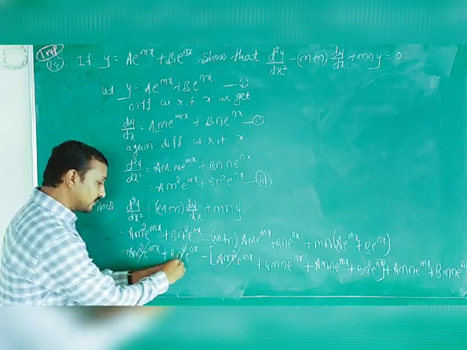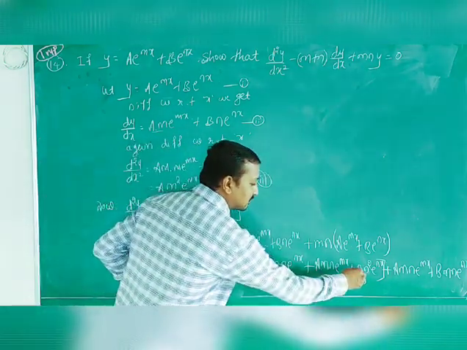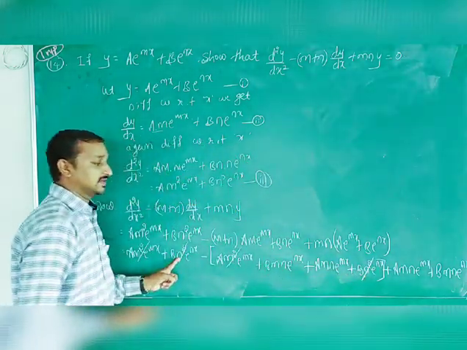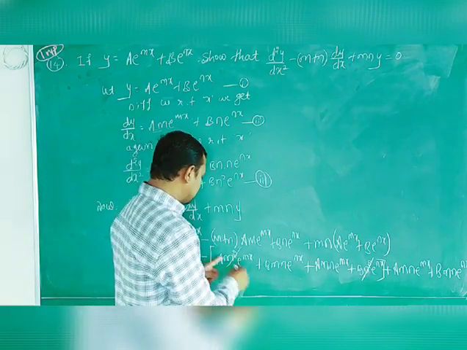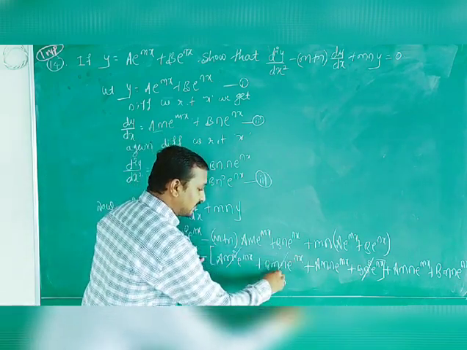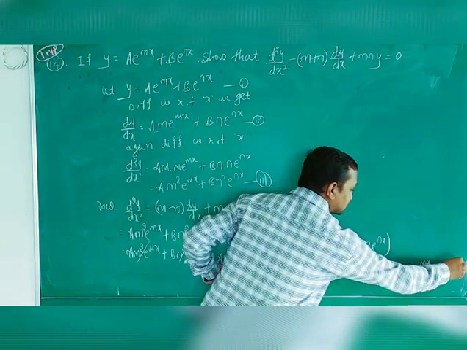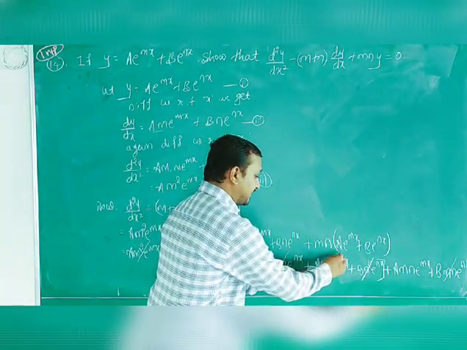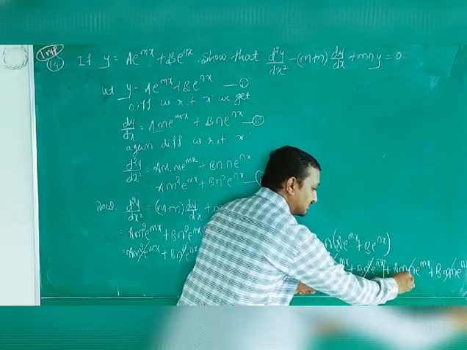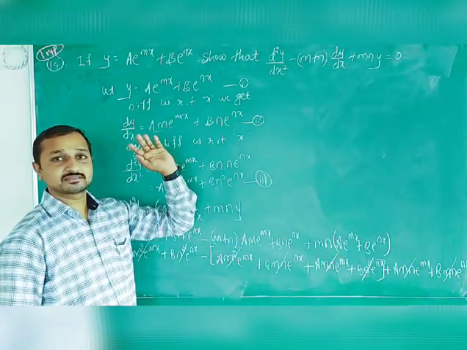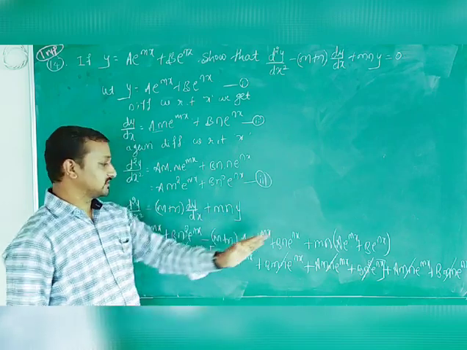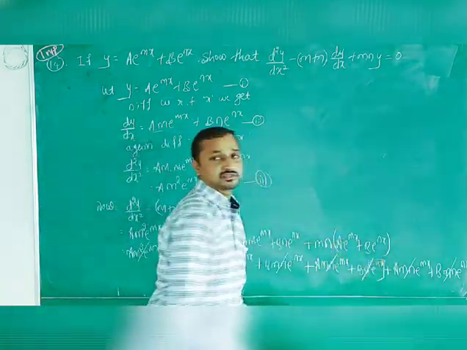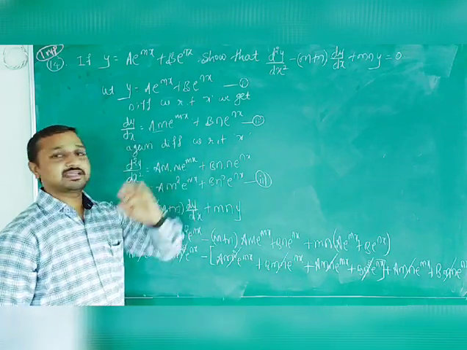So b m square into e raised to nx here plus. So this is minus into this term, minus b m square into e raised to nx, get cancelled. So here this is minus of b m n into e raised to nx. This is plus b m n into e raised to nx. So this is minus of a m n into e raised to mx. This is plus a m n into e raised to mx. So all terms should be cancelled. Minus of four terms are there, so these two terms positive, these two terms positive. So compare that, so the whole terms are cancelled.